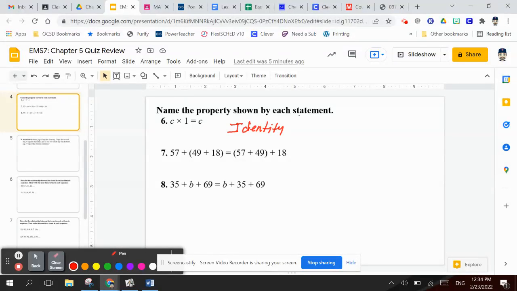Number 7, I have 57 plus the quantity of 49 plus 18 equals the quantity of 57 plus 49, plus 18. Because of the grouping symbols that we have and the grouping of the same numbers, same order, and just grouping differently, that's what we call the associative.